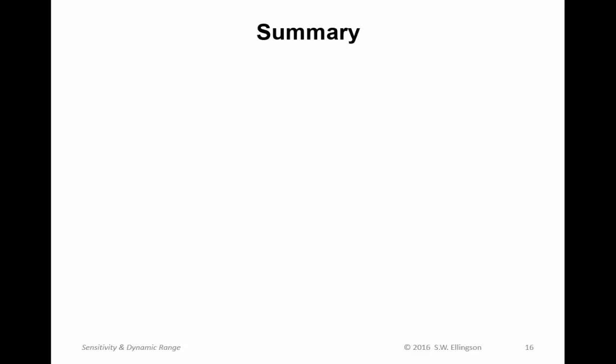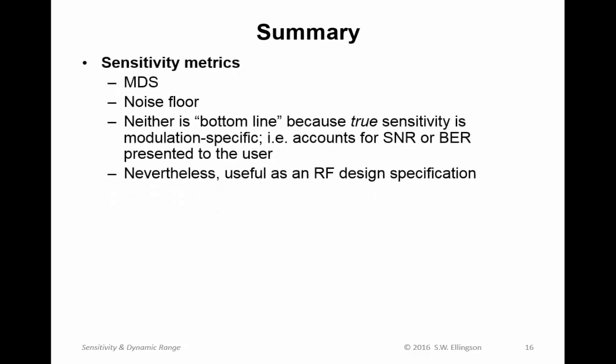So here's a summary of what we've talked about. First, sensitivity metrics. There are many. They include MDS, which can be defined in multiple ways. They include noise floor. Neither of these is bottom line. In other words, neither of these is kind of an absolute metric, because the true sensitivity is modulation specific. In other words, what a user cares about is what they hear or the quality of the data they get, right? And we have not yet considered any of that.